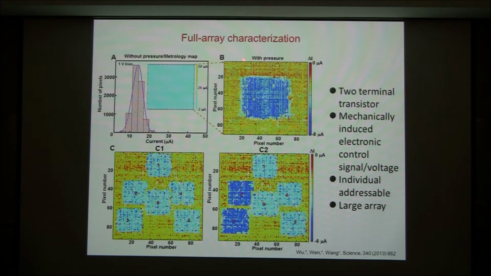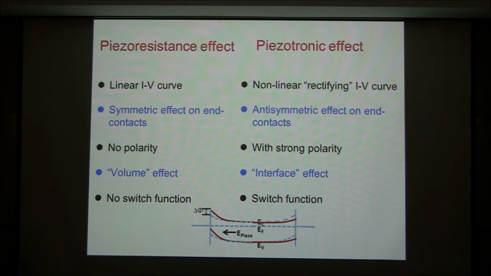If you make an array, 92 by 92, you can map the distribution of the force across the image. And you can have a character like this, which is A. You can clearly map its distribution in this piezotronic transistor array. So that is the fundamental difference between the piezotronic effect and the piezoresistive effect. Any semiconductor can have the piezoresistive effect. The piezotronic effect is only for wurtzite and zinc-blende semiconductors.